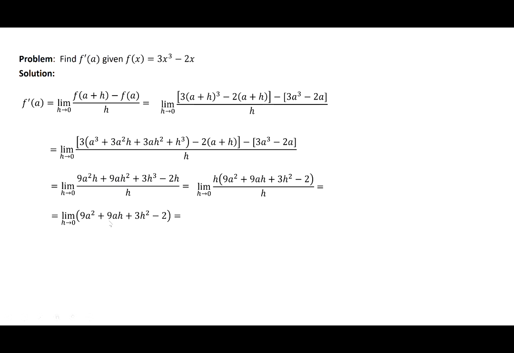Okay. Now can we apply the limit? That means plug h equal to 0 into this. Yes, we get 9a square from the first term. The second term goes to 0 because there's a multiplication by 0. 3h square also goes to 0, but we still have minus 2. So this simply reduces to 9a square minus 2.